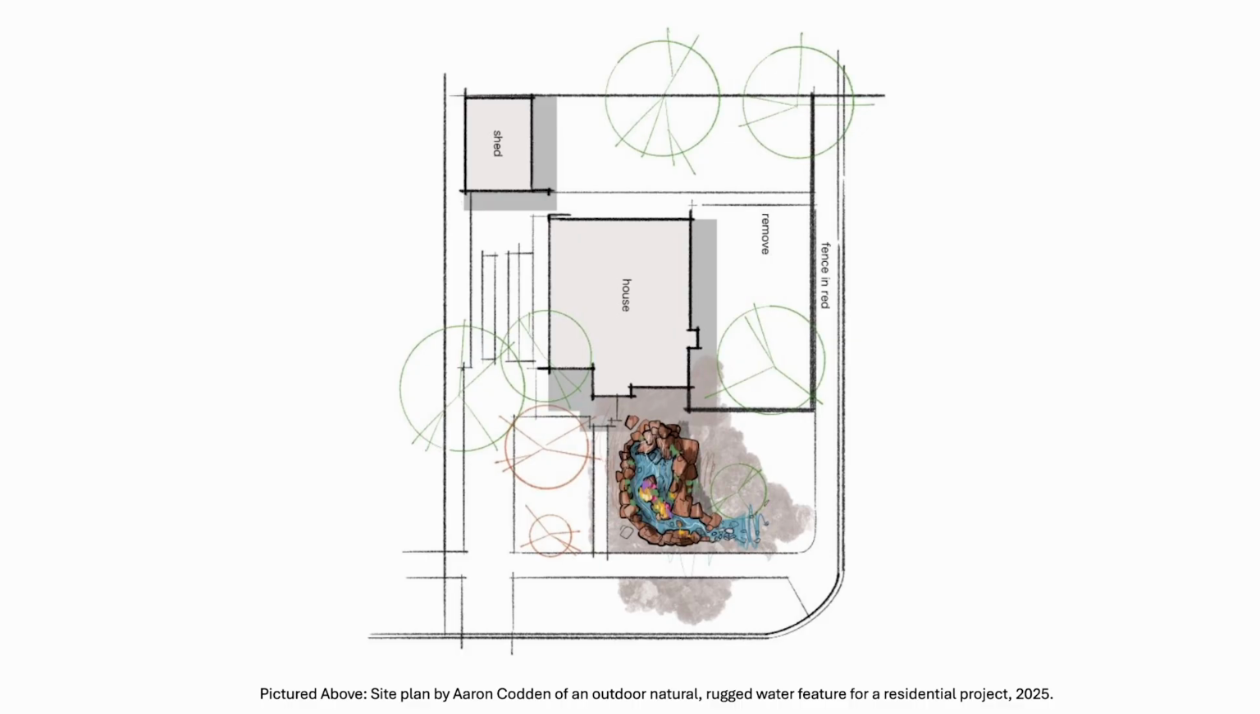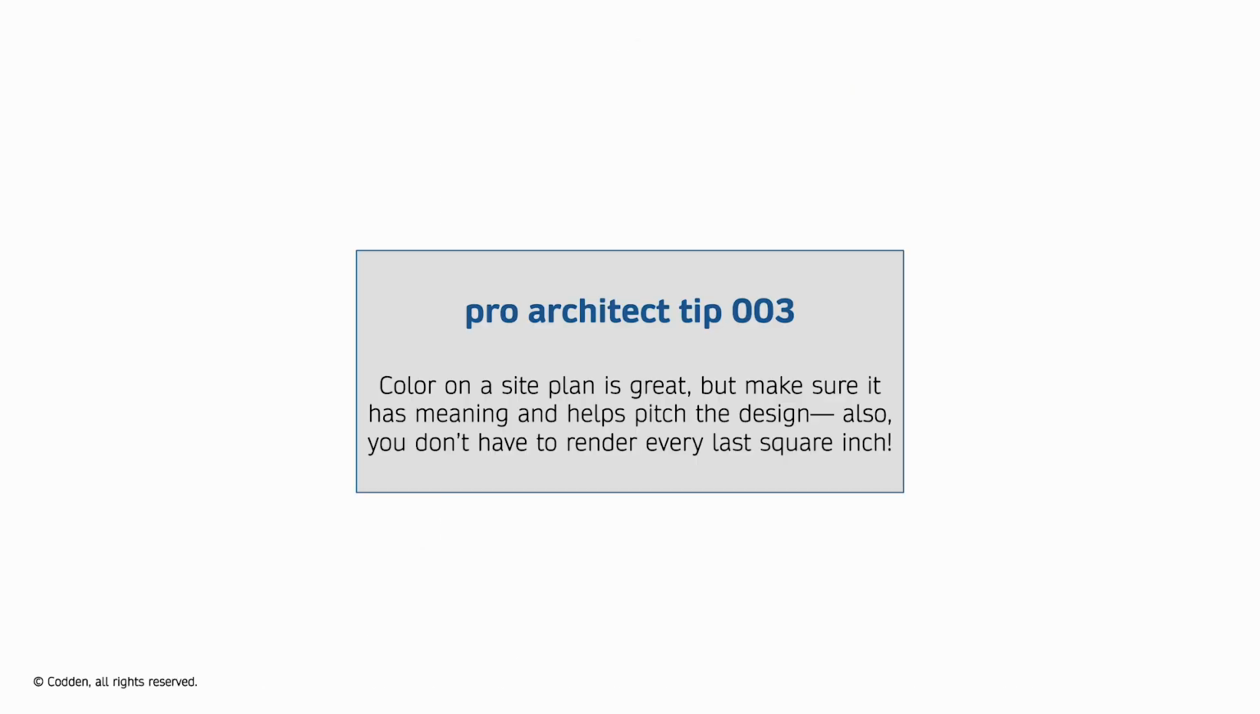We can have minimal information and have a focal point. Right here, I'm trying to figure out what I want to do with the other half of my yard. I was thinking a water feature. And then just another pro tip is color is great on a site plan, but make sure that it has meaning and it enriches the design. You don't have to render every square inch.